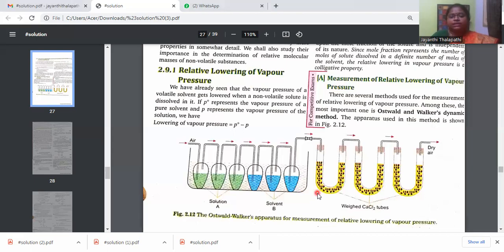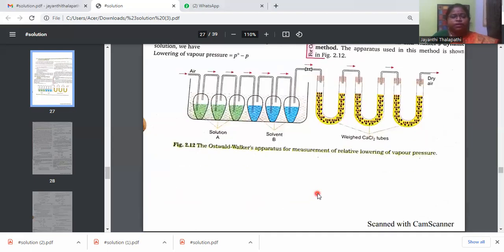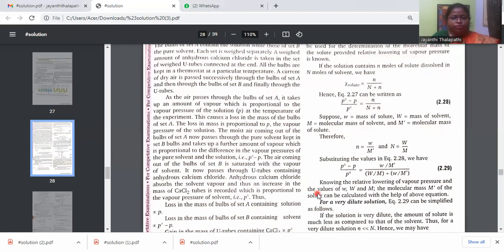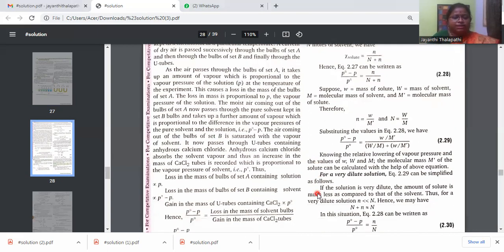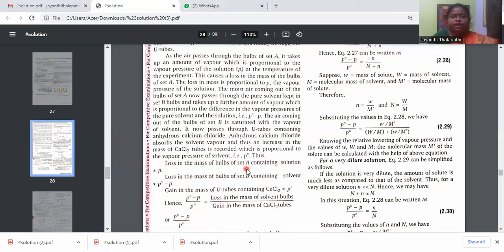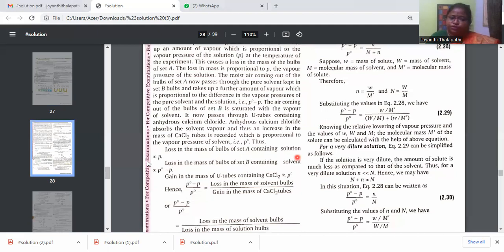Okay, let's see how to calculate. The loss in the mass of bulbs of set A containing the solution is proportional to P, and the loss in the mass of bulbs of set B, which is the solvent, is proportional to P naught minus P. So the gain in the mass of the calcium chloride U-tube is proportional to P naught. How to calculate this? Loss in the mass of the solvent bulb divided by the gain in the mass of the calcium chloride tube.